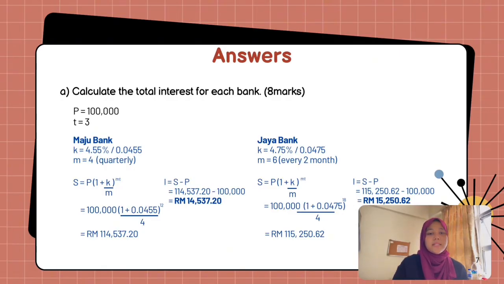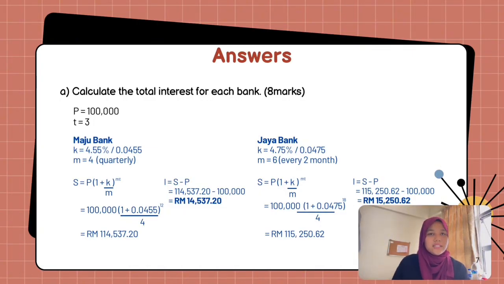Okay, so problem statement 1. You have won 100,000 from a lucky draw contest, so you plan to invest the money for 3 years at either of 2 different banks, Maju Bank and Jaya Bank. Below are the details of the bank. Maju Bank, the interest rate offered is 4.55% compounded quarterly. Jaya Bank, 4.75% compounded every 2 months.